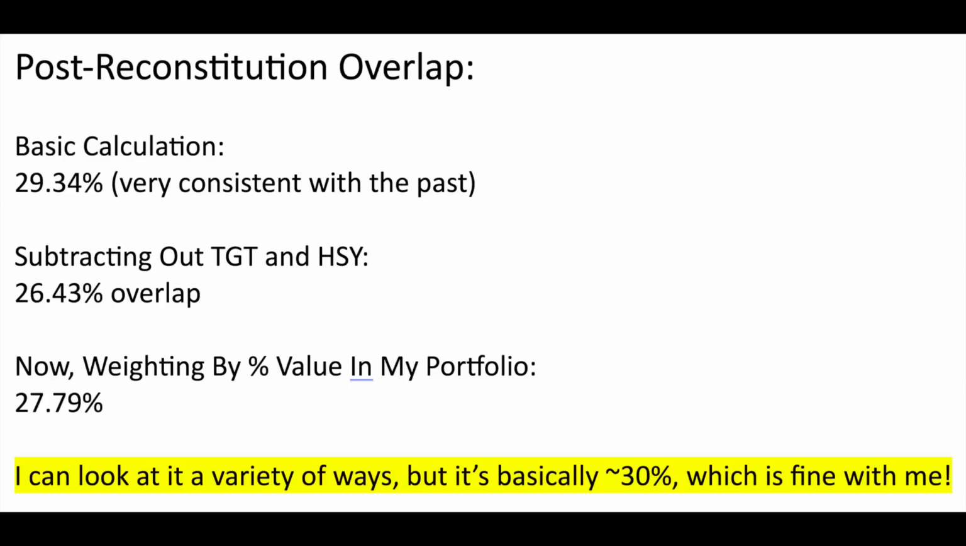But what I did next is I also weighted it. I weighted these positions by percent value of my own portfolio. And in this weighted analysis, I also did not include Target and Hershey, and it came out to 27.79%, which is really awesome.